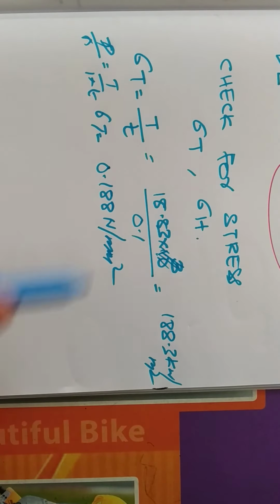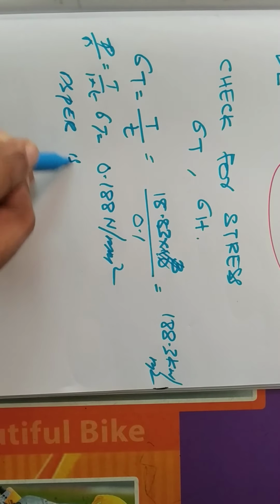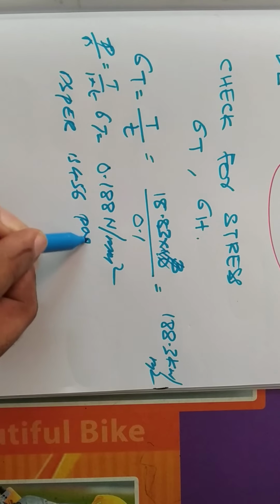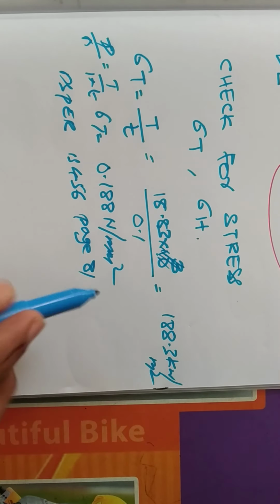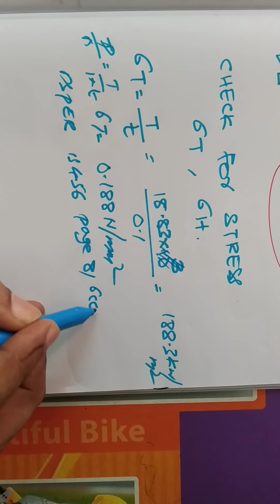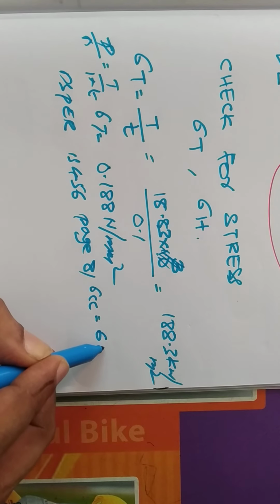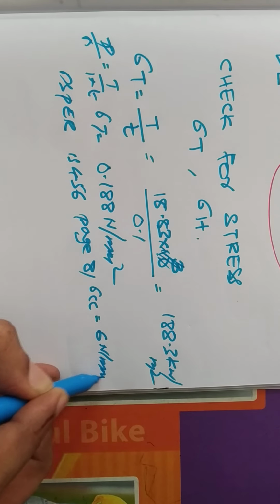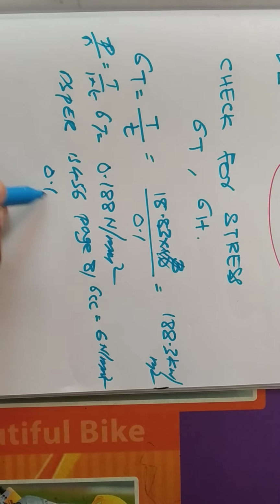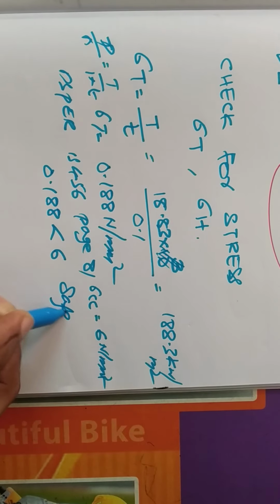Okay, so we have seen, as per IS 456 page 81, sigma CC of the concrete, for M25 concrete it is 6 Newton per millimeter square. We have seen the last problem also. Okay, so therefore 0.188 is less than 6, so we are safe.